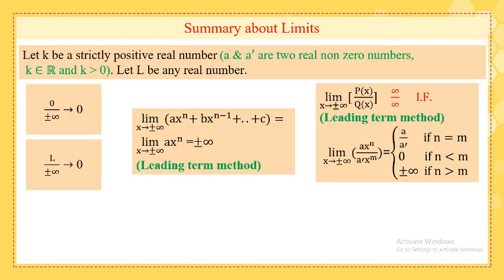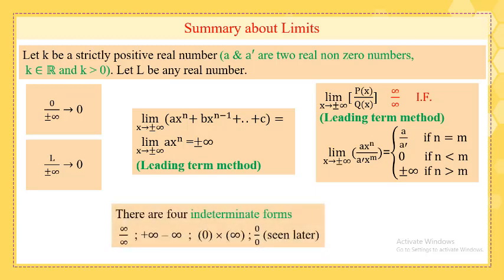We have four indeterminate forms: infinity over infinity, plus infinity minus infinity, 0 times infinity, or 0 over 0. We'll see later how to deal with them.